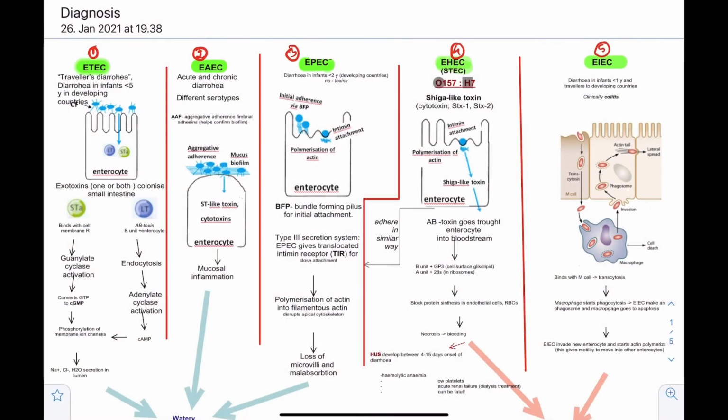Welcome back to the diagnosis part. As I said, there will be three parts. Now we are in the second part. So how will we be able to diagnose the bacteria?